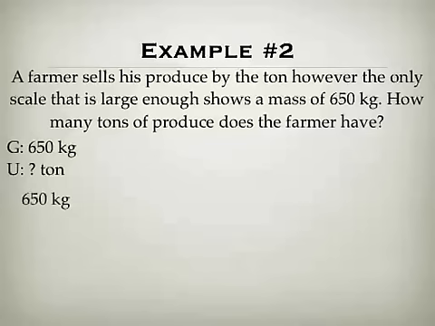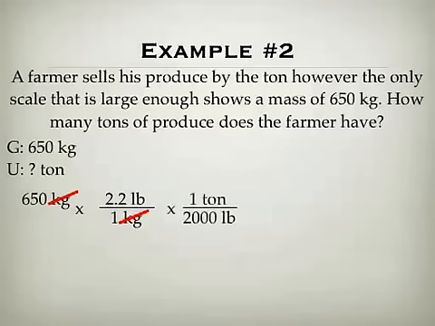So again, we start out with our 650 kilograms. Now, again, by looking at my equation sheet, I have two relationships that I'm going to use. I'm going to first go from kilograms to pounds, and then from pounds to tons. So I know that in 1 kilogram there are 2.2 pounds. That allows me to cancel out kilograms. Now I'm left with pounds. And I know that in 1 ton there are 2,000 pounds. So I'm going to put the 2,000 pounds in the bottom and the 1 ton up top.